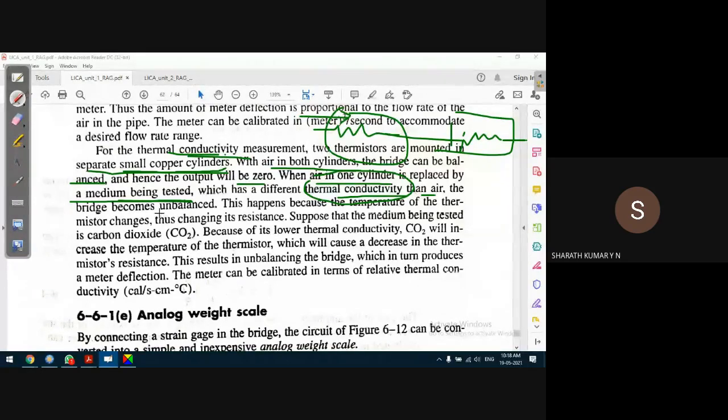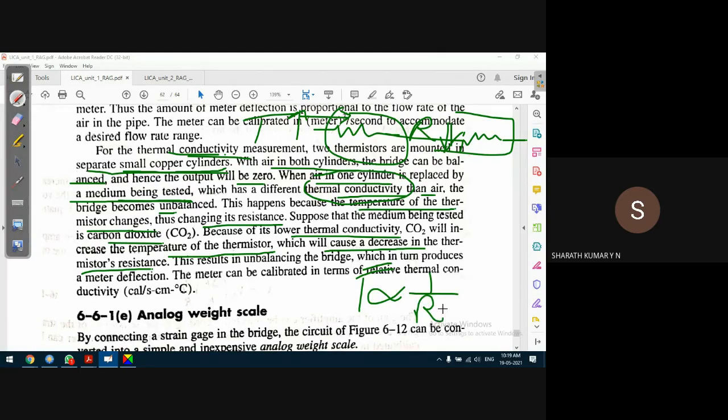So the bridge is unbalanced. This is because the temperature of the thermistor changes and thus the resistance changes. Suppose the medium being tested is carbon dioxide, for example. Because of its low thermal conductivity, carbon dioxide will increase the temperature of the thermistor, which will cause a decrease in the thermistor's resistance. For this thermistor, as the temperature increases, its resistance decreases. Temperature and resistance are inversely proportional in a thermistor. So with carbon dioxide, temperature increases, resistance decreases.